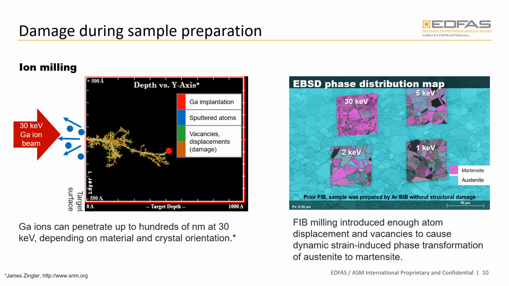This slide compares an austenitic steel sample prepared by argon broad ion beam milling without any structural damage and the same sample exposed to varying FIB ion energy. As you can see here, even at low ion energies, significant structural damage is visible. The FIB milling process induces enough atomic displacement and vacancies to cause a dynamic strain-induced phase transformation of austenite to martensite. This highlights the need to be cautious when using ions for sample preparation, particularly when using FIB ion beam milling.